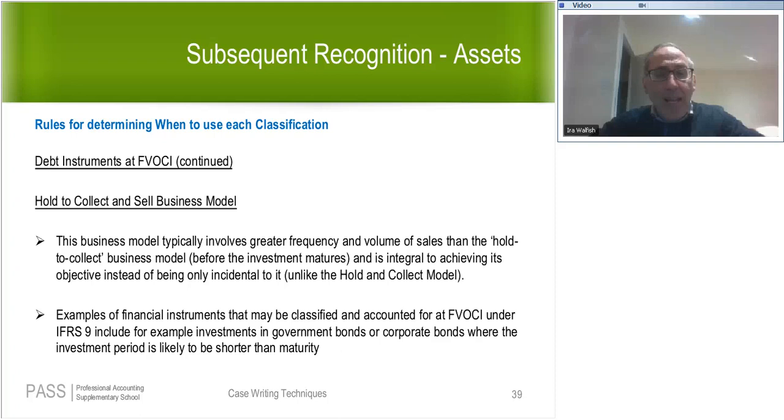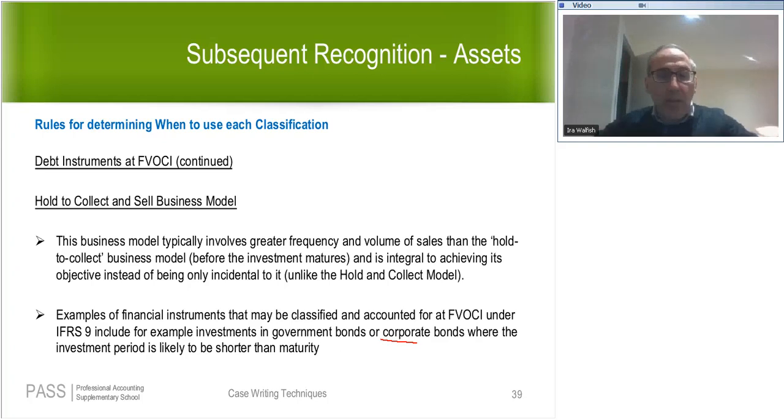Examples of financial instruments that might be classified and accounted for at FVOCI under IFRS 9 would include government bonds or corporate bonds, where the investment period is often going to be less than maturity. In other words, I'm buying bonds that might mature in 5 or 10 years from now, but frequently I will sell those bonds before maturity. I'm not necessarily buying these bonds to hold them to maturity.